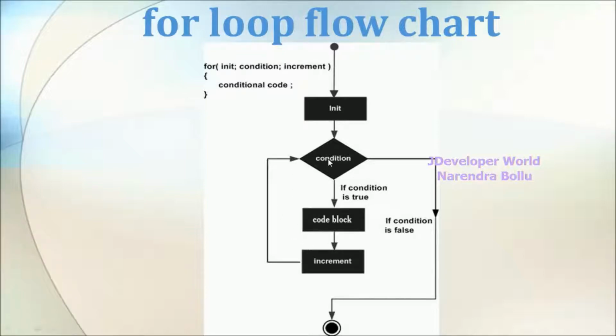This will execute in this order: condition, code, increment, condition, code, increment. Once the condition fails, it will exit from the for loop. This is the flow of for loop. We'll see how it works in Eclipse.